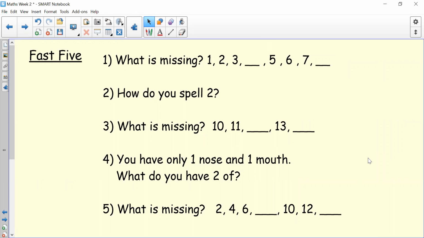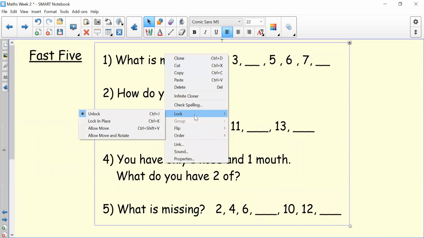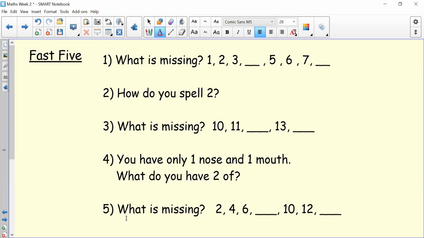So let's start with our fast 5 questions. Number 1, what is missing? Look at the sequence and see which numbers are missing. Number 2, how do you spell this number here? Using your number words. Number 3, what is missing this time? Again, look at the sequence. Number 4, you have only one nose and one mouth. What do you have 2 of? Number 5, another what is missing question. Look at the sequence, what numbers are missing?